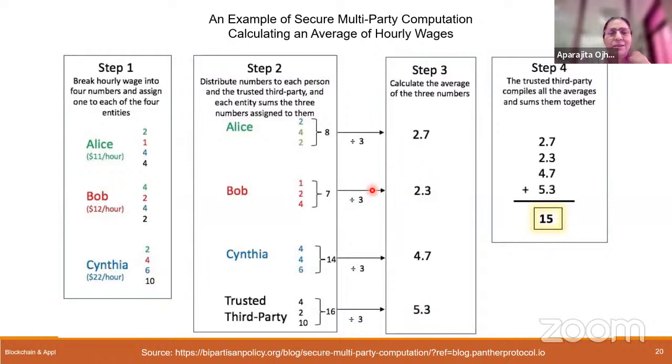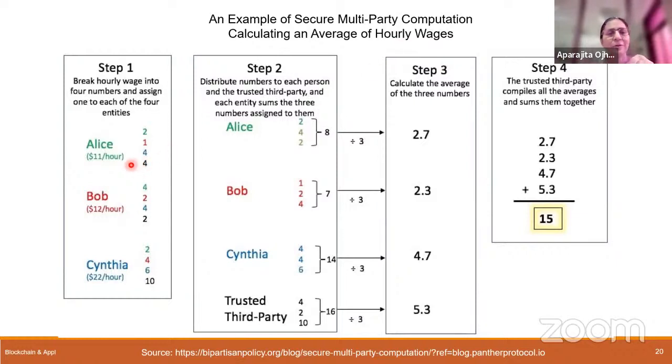None of the parties are able to get any information about what is Alice's part, what is Bob's part, and what is the part of Cynthia. They are only giving this information, right? So finally, the four outputs are added and you get the average output. So this is a method of secure multi-party computation for computing the hourly wages.